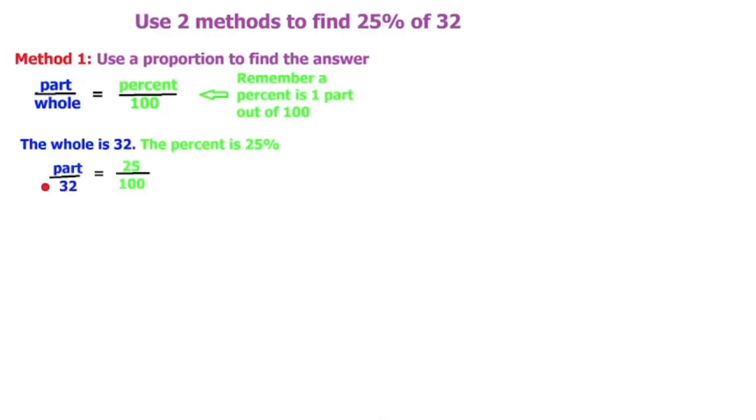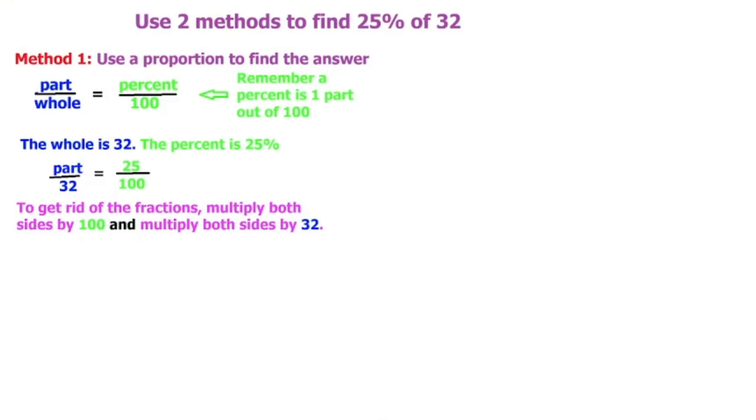So now we could just fill in the numbers. The part over the whole, which is 32, equals 25% over 100. So 25% is just 25 over 100. Now we just need to get part by itself. So to do that, get rid of the fractions, multiply both sides by 100, and multiply both sides by 32.